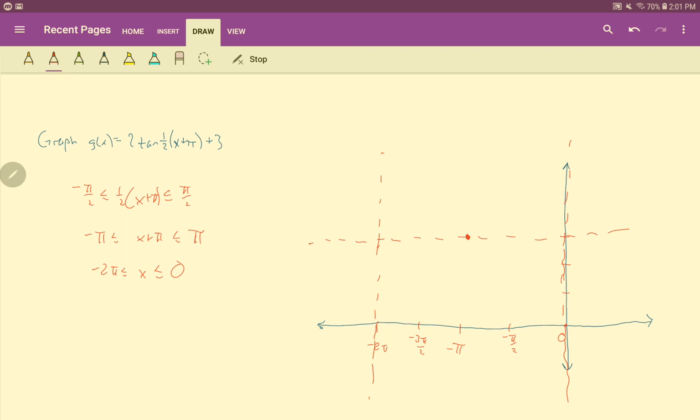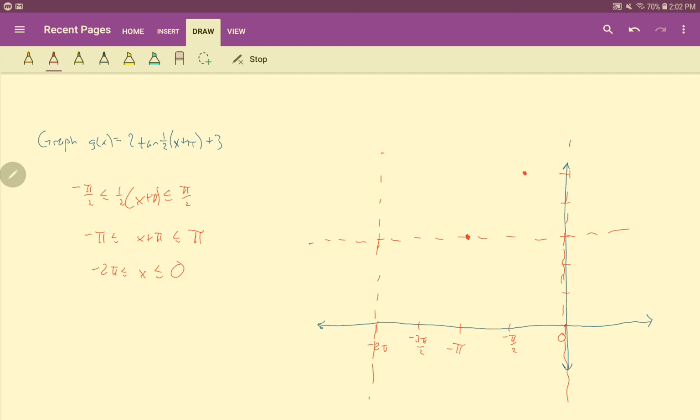Okay, let's plug in negative pi over 2. Negative pi over 2 plus pi is pi over 2. Pi over 2 times 1/2 is pi over 4. Tangent of pi over 4 is 1, times 2 is 2, plus 3 is 5. So 4, 5. So at negative pi over 2, 5 right there.